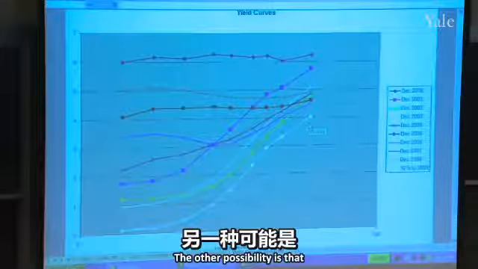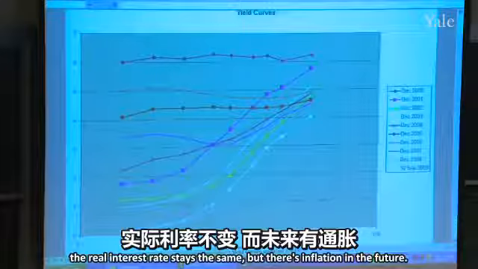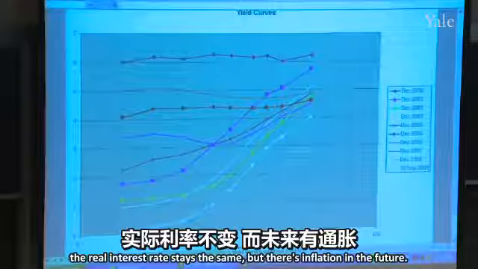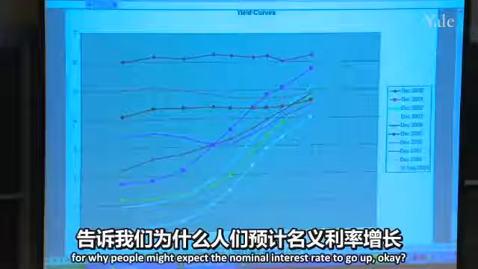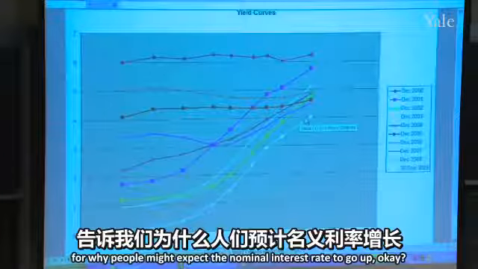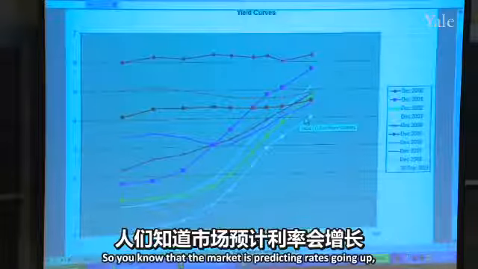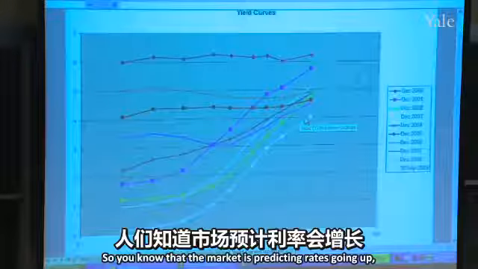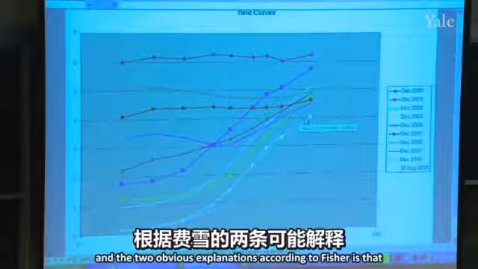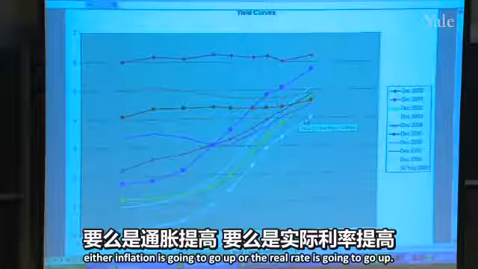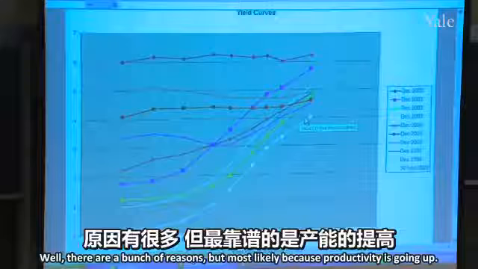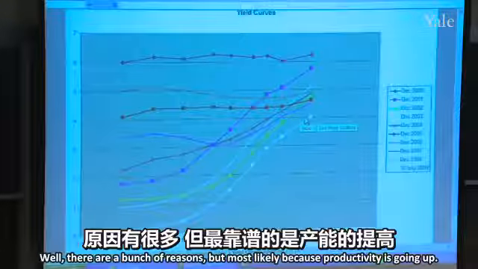The other possibility is that the real interest rate stays the same, but there's inflation in the future. The real interest rate plus the inflation is the nominal interest rate. That's another explanation for why people might expect the nominal interest rate to go up. Okay, so you know that the market is predicting rates going up, and the two obvious explanations, according to Fisher, is that either the inflation is going to go up or the real rate is going to go up. And why might the real rate go up? Well, there are a bunch of reasons, but most likely because productivity is going up.